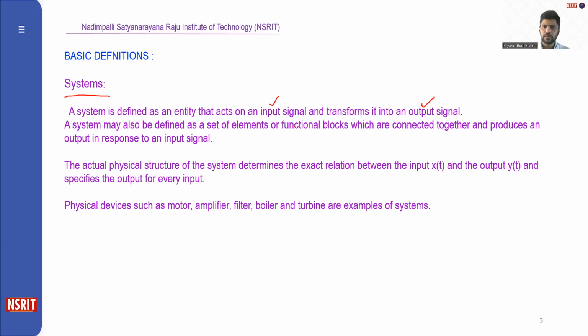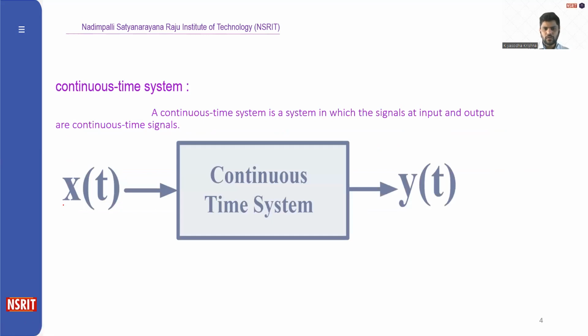The system may also be defined as a set of elements or function blocks which are connected together and produce an output in response to an input signal. The actual physical structure of the system determines the exact relation between input and output, such as a mirror, filter, motor. If I apply some signal x of t, that will be converted to another signal. So simply signal conversion.